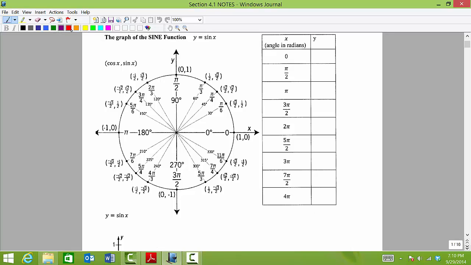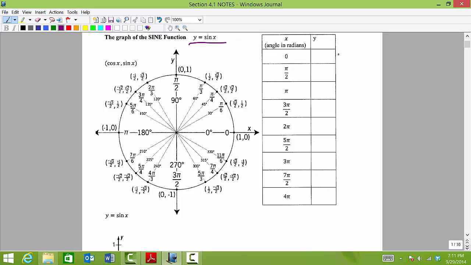In section 4.1, we want to talk about graphing the basic sine function. The equation for our basic sine function is y equals sine x. Here in my little t-chart, I have the x values, and the x values that we're going to use as input into our function will be the angles in radian measure. The y values will be the output once we find the sine of those angles.